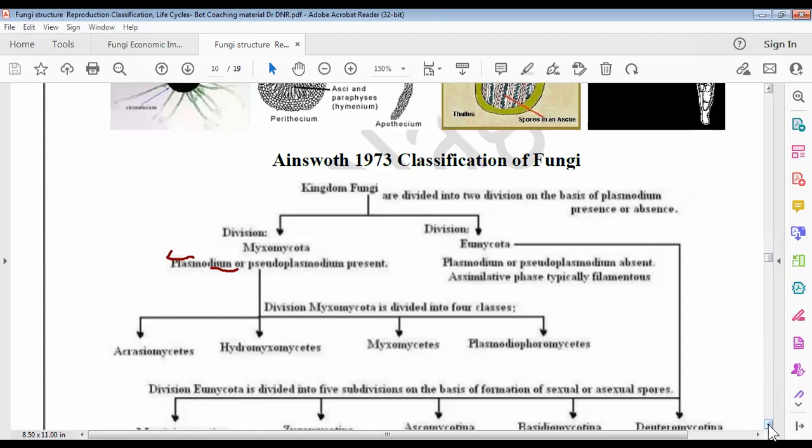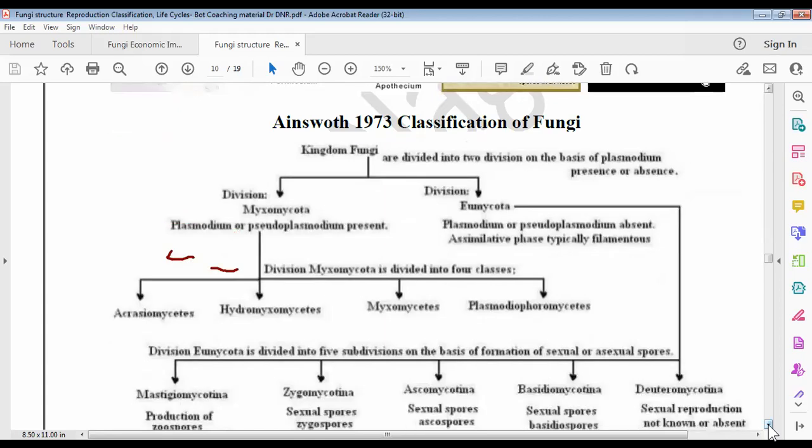Whose classification are we following for the fungi? Ainsworth classification. Ainsworth classified the fungi into two main divisions. What are those? Myxomycota and Eumycota. Myxomycota means false. Myxo means false.